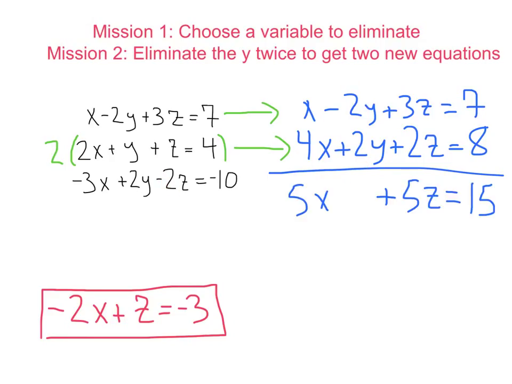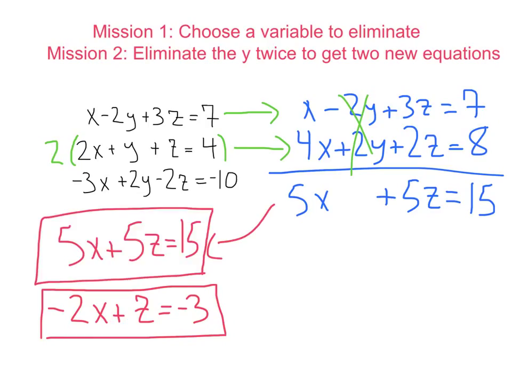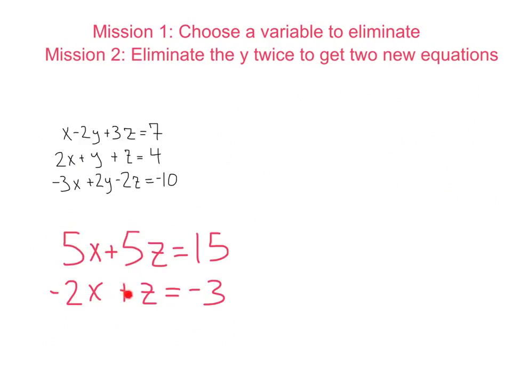Doing that, we're going to get x plus 4x, 5x, minus 2y plus 2y, those are going to go away. 3z plus 2z, 5z, and 7 plus 8 equals 15. Let's take that equation and stash it for later. Now take a closer look at our stashed equations. We've got 5x plus 5z equals 15 and negative 2x plus z equals negative 3. Two equations with two variables.